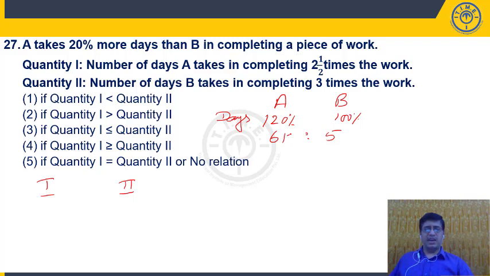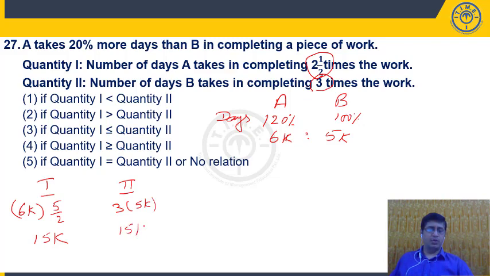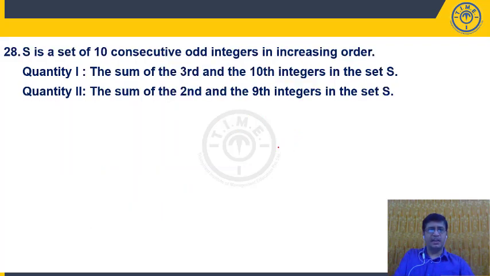So 6k and 5k are the number of days. I am using k as a constant multiple. So 2.5 times is 5 by 2. So 6k into 5 by 2. What is the result? 30 by 2, it is 15k. And on the other side, the number of days B takes in completing 3 times the work is 3 into 5k. It is also 15k. So what is the relation? Both are equal. Both are equal means the right choice is option 5. The fifth choice is the right choice.